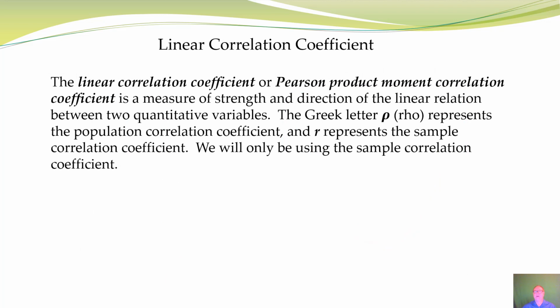Okay, the linear correlation coefficient, or Pearson product moment correlation coefficient, is a measure of the strength and direction of the linear relation between two quantitative variables. The Greek letter rho represents the population correlation coefficient, and r represents a sample correlation coefficient. In this chapter, we're only going to deal with the sample correlation coefficient. And as we go on in StatCrunch, they use a capital R instead of a lowercase r, but traditionally a lowercase r is what we use.